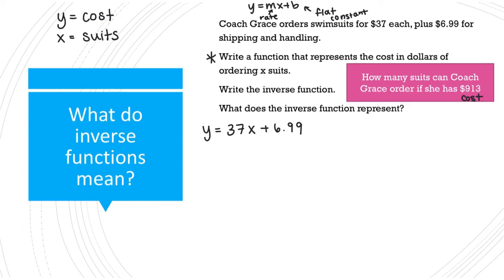So what we're going to do, just like we did before, is we are going to switch our x's and our y's. Everything else remains the same. Now I am going to solve for y. So I'm going to subtract 6.99.